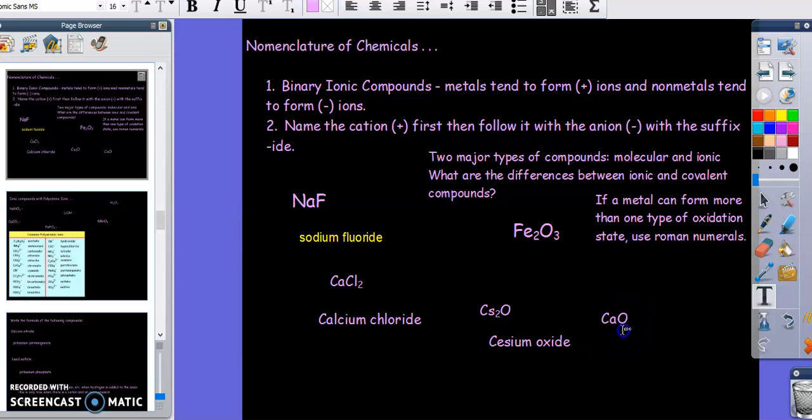Okay, and for this one, let's name the first element. It is calcium. And the name of the second element is oxygen, but it's going to become oxide. Now this one's going to be a little bit different because this is what we consider a type 2 binary ionic compound, with a species of variable oxidation. So let's name this one.